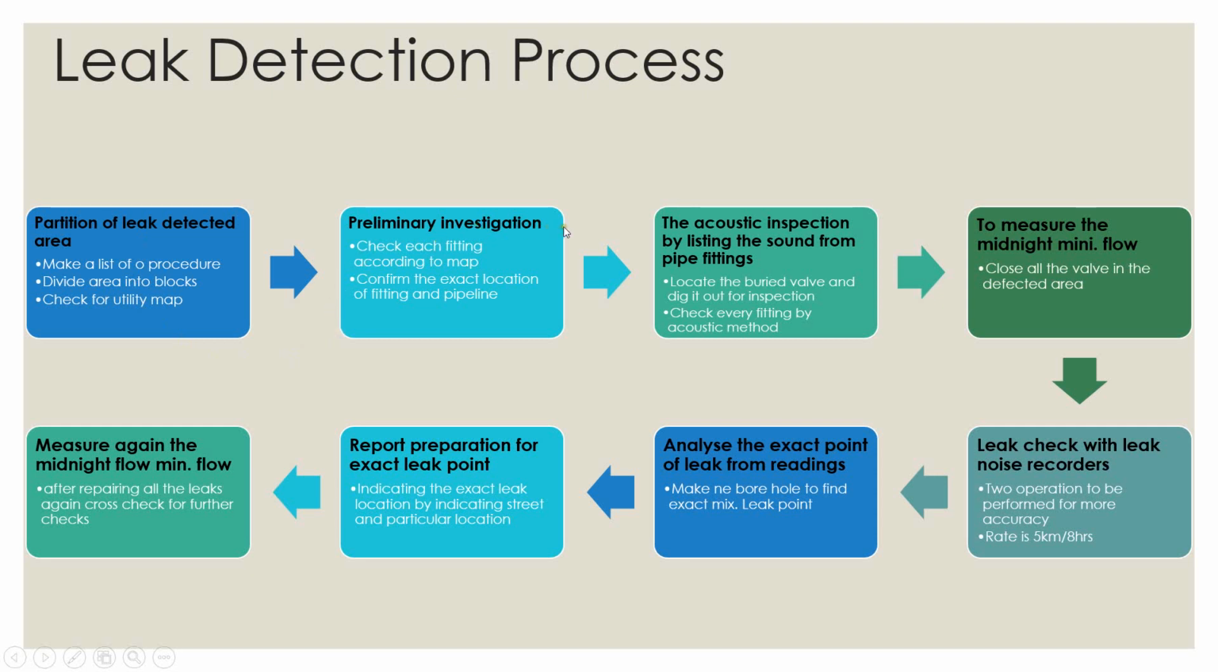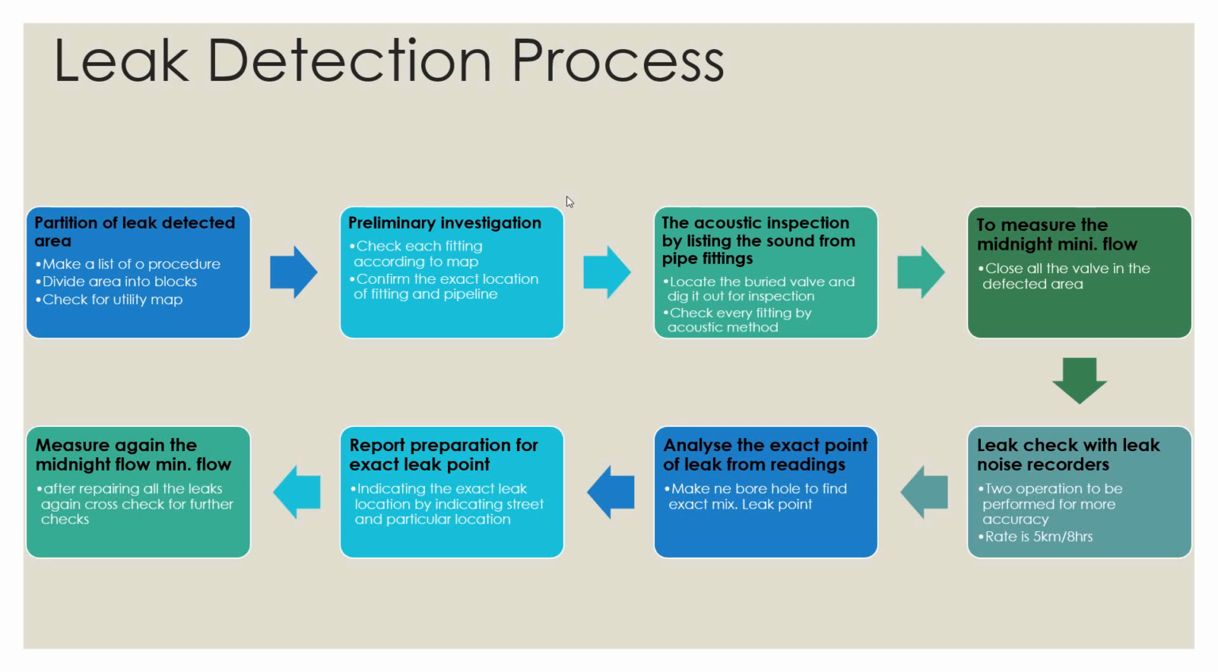Second step is preliminary investigation. This preliminary investigation consists of checking each fitting according to the utility map and confirming the exact location of fittings and pipelines. In the zone where you have identified the pressure losses, you need to find exactly where the fittings and pipelines are. Before going for the exact investigation and giving the solution, you need to go for this preliminary investigation.